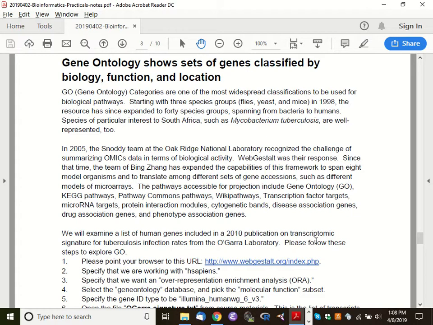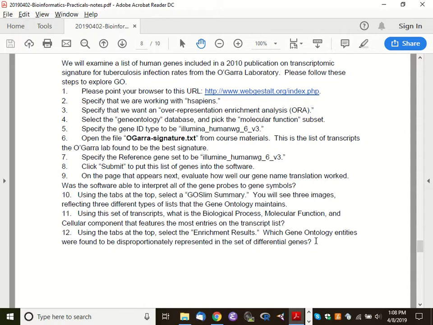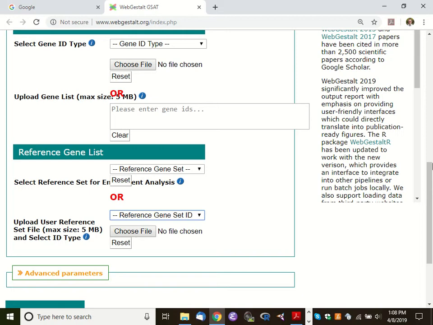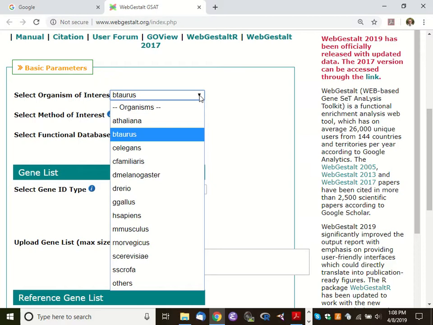Okay. So we are going to use a list of human genes that were included from a transcriptomic signature for tuberculosis infection rates produced in the Ogara laboratory. We're going to start, of course, with WebGestalt. We need to specify that the organism we're working with is human. So we can pull down on this. Is this every species? Certainly not. In fact, M. tuberculosis is not on this list, so that would be problematic for people who wanted to use WebGestalt with those terms. But the same kinds of procedures would apply whether you're dealing with KEGG Maps for MTB or gene ontology for human. The same kinds of functions are available in both.